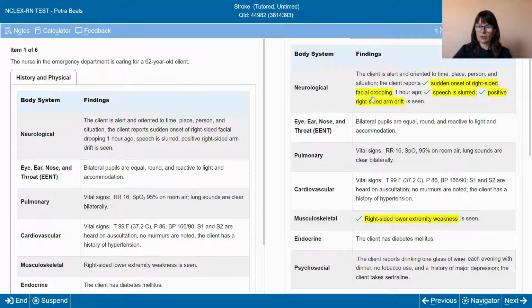So this right-sided facial drooping that started 1 hour ago with slurred speech, positive right-sided arm drift, and right-sided lower extremity weakness, highly suspicious of a stroke. So hopefully anybody would recognize this. And this is how this case study starts.